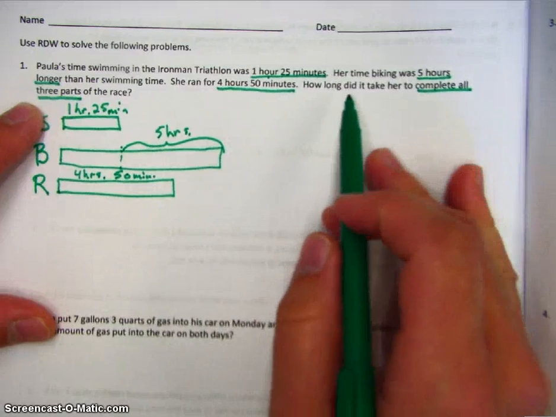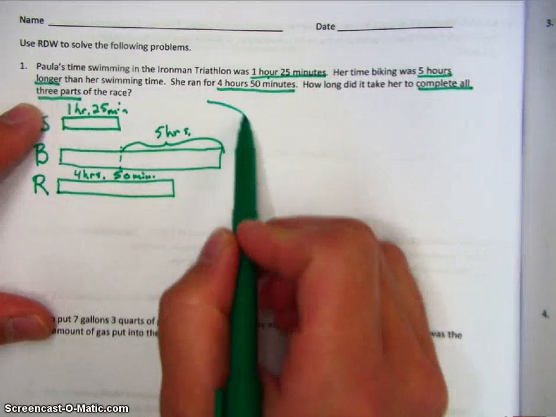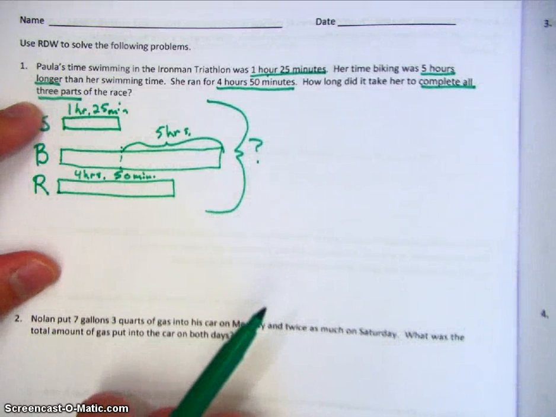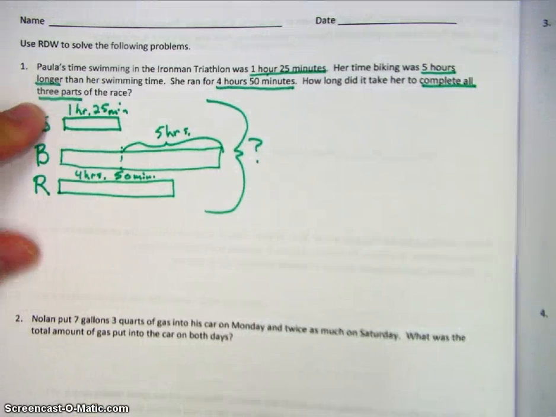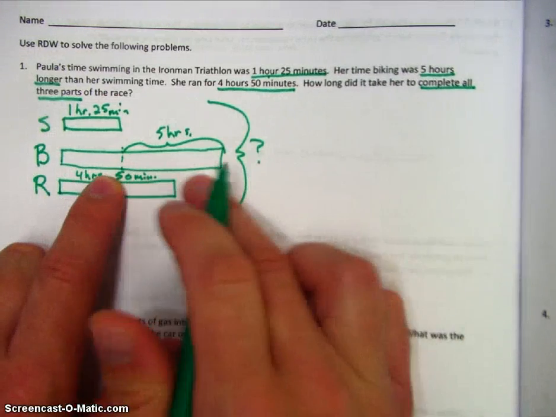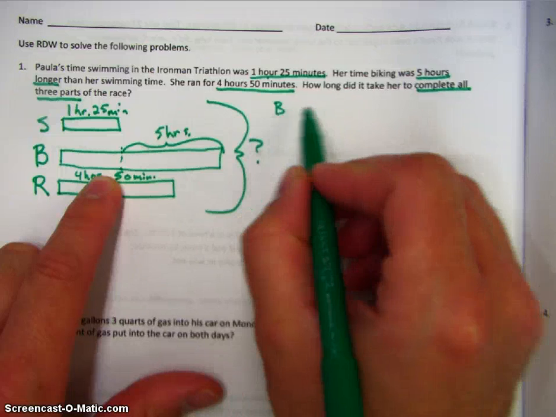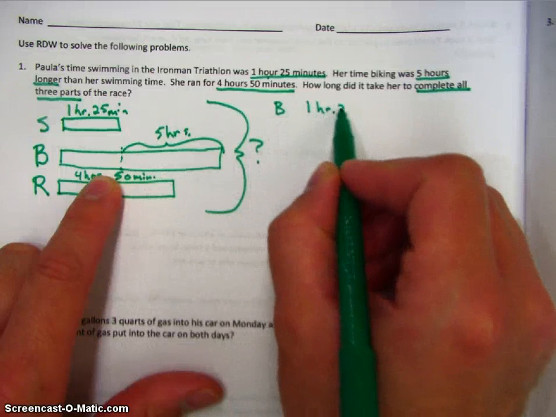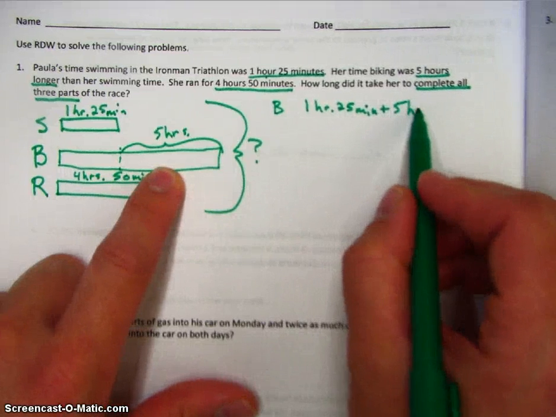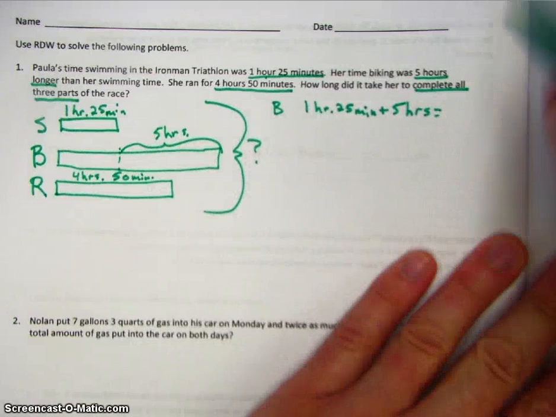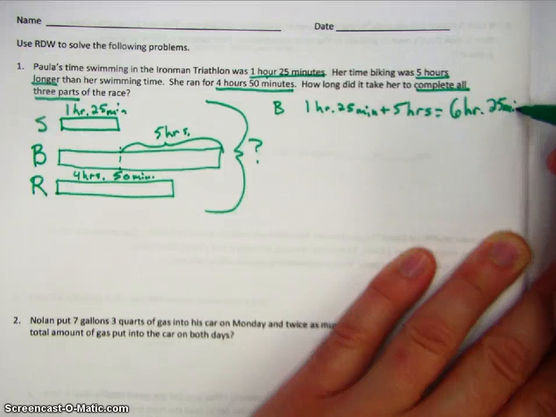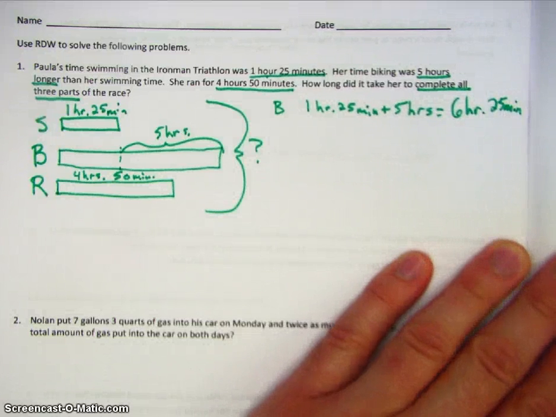Now again, looking back at the question, how long did it take her to complete all three parts? So we're trying to find that measurement right there. First thing, we know the swimming time, we know the running time. What we need is the biking time. So biking time is 1 hour, 25 minutes plus 5 hours, which is going to equal 6 hours, 25 minutes. So now we have an exact measurement for all three events.